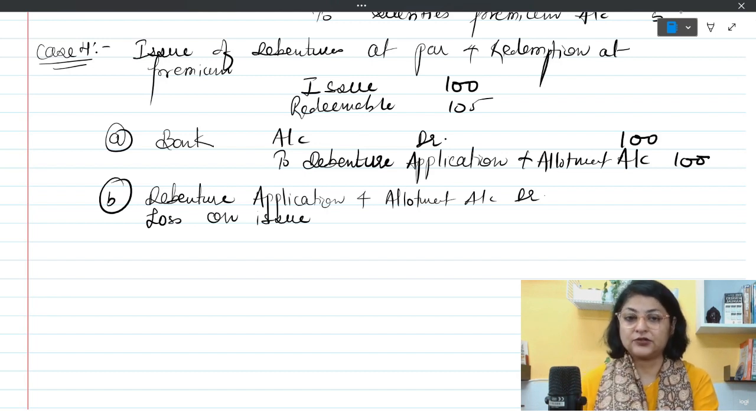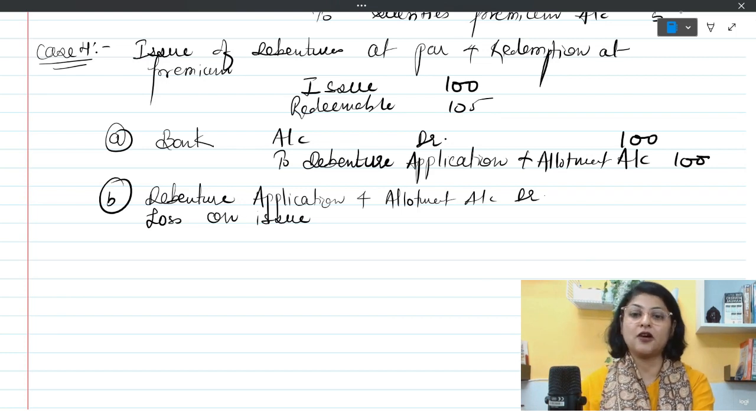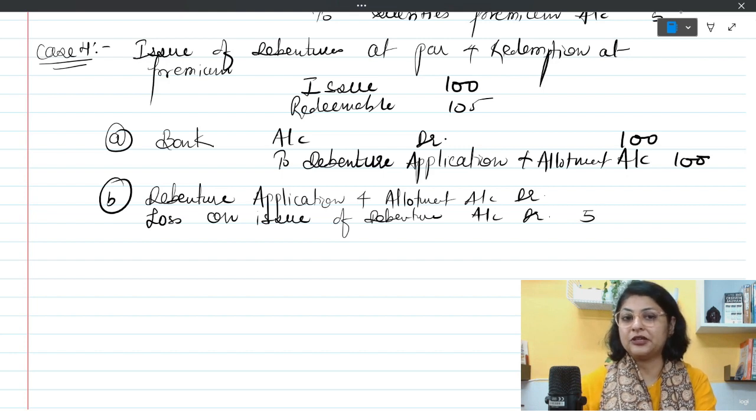Discount on issue of debenture account is opened when the debentures are issued at discount. For this loss which is happening at the time of redemption, you will have to specifically open this account, loss on issue of debenture account. This is also a loss, that is why it will be debited. So we have assumed that we are redeeming the debenture at 105 rupees. So 5 rupees is the loss.